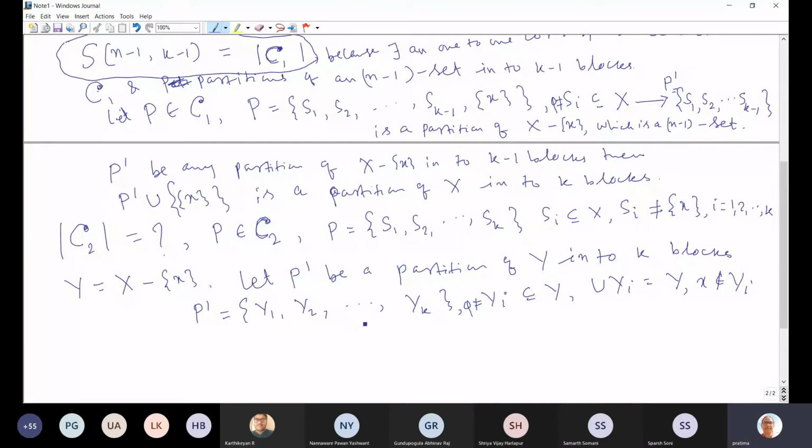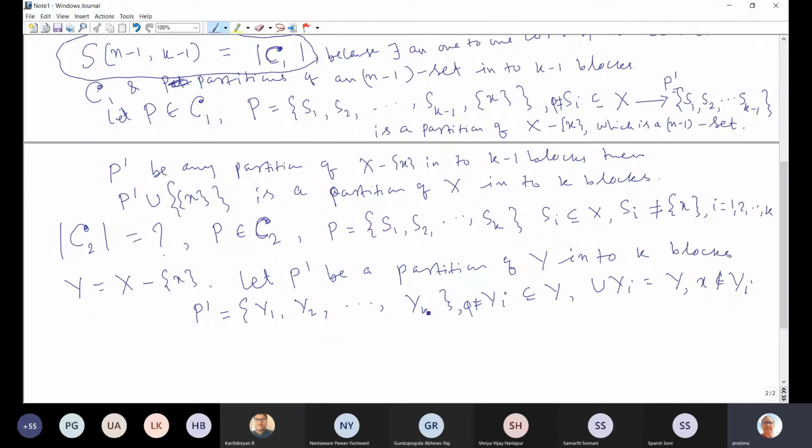Well, how many ways can I do that? How many ways can I include X in any one of these K subsets? Tell me. K. Very good. There are K subsets, and I can put the element X in any of these K subsets.